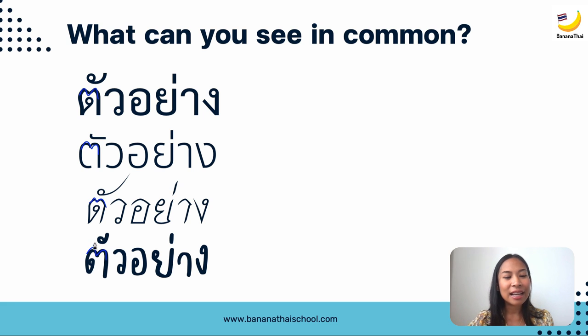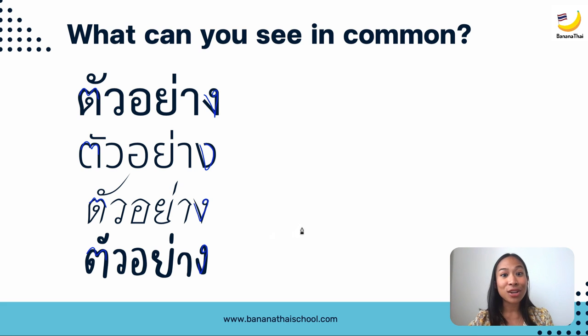What else? For example, let's say ngongu. The main characteristic of ngongu is head down and tail up. See, head down and tail up, head down and tail up. It doesn't matter how tall or how long the tail is, whether it's below the head or at the same level as the head, the characteristic is head down and tail up. From these examples, you can notice that each consonant or letter has a distinctive characteristic, and no matter what font, you can always read it.